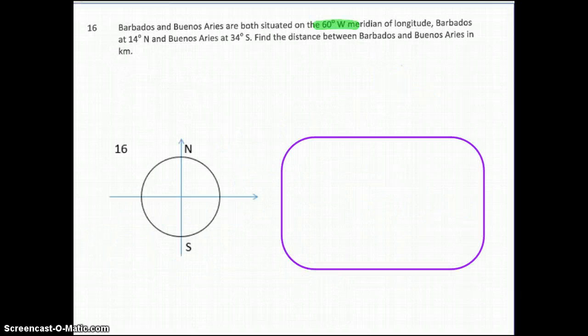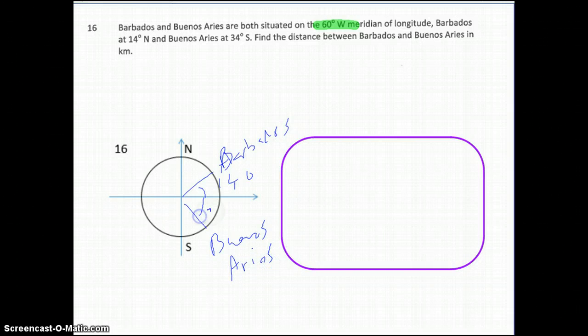Okay, this question 16. Barbados and Buenos Aires are both situated on the 60th meridian of longitude, so 60 degrees west. Barbados at 14 degrees north and Buenos Aires at 34 degrees south. Find the distance between them. Because they're on the same meridian of longitude, it's just like our questions before. Draw a slice through the Earth, and this time we have 14 degrees north there. That means A is Barbados. We don't have to label it A. And Buenos Aires is 34 degrees south.